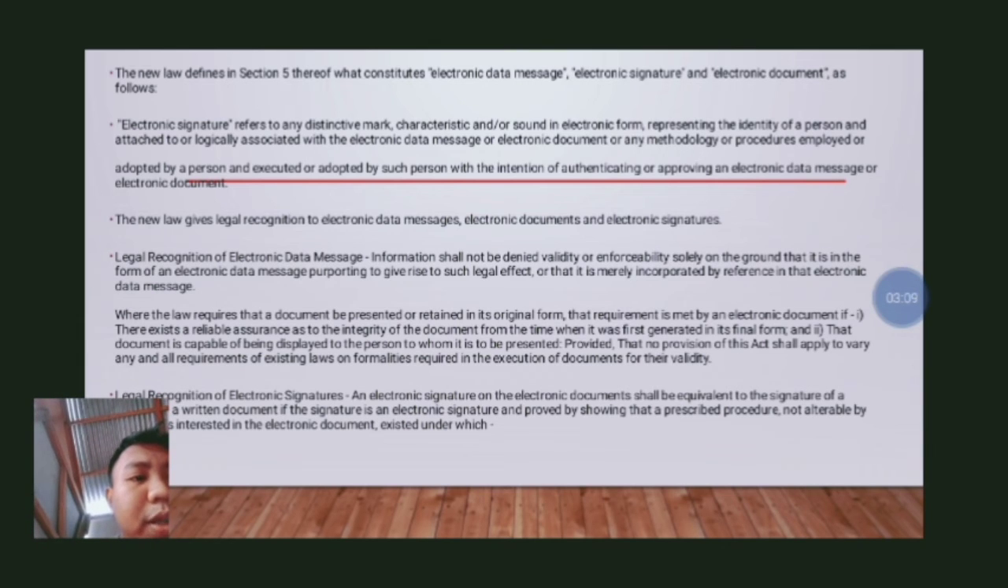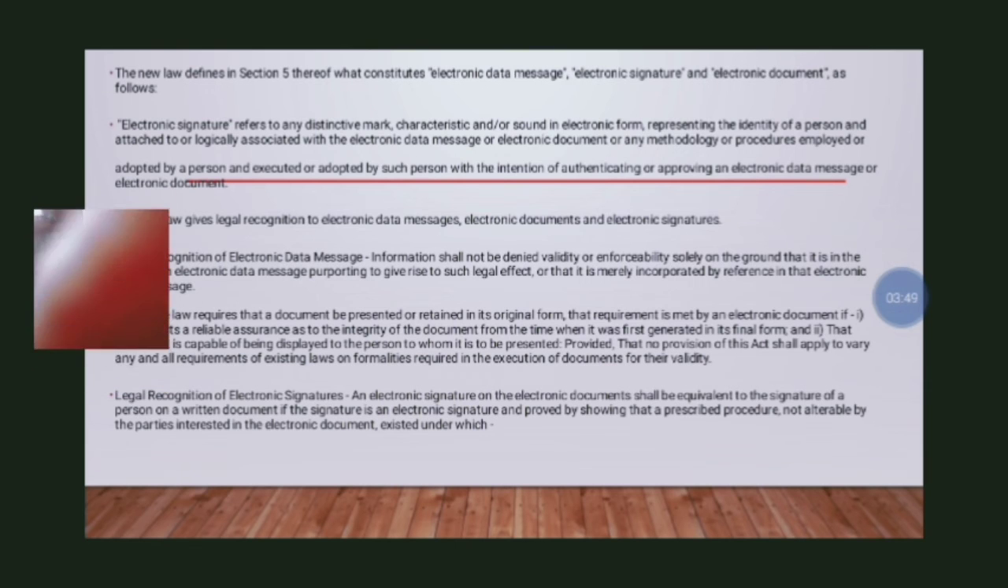The requirement is met by an electronic document if there is a reliable assurance as to the integrity of the document from the time when it was first generated in its final form, and the document is capable of being displayed to the person to whom it is to be presented. The provisions of this act shall apply to all requirements of existing law on formalities and exceptions of documents as to their validity.